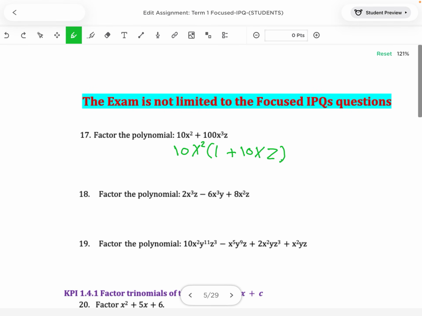Same story for the next one. The GCF is 2. Between the x's, we can see that x squared is the least power. Z is not common between the three terms. Y is the same story, so this is only the GCF. 2 divided by 2 is 1. X power 3 divided by x squared is x, and z. 6 divided by 2 is 3, x, y. 4 divided by 2 is 2, x squared and x squared are cancelled, I have only z.